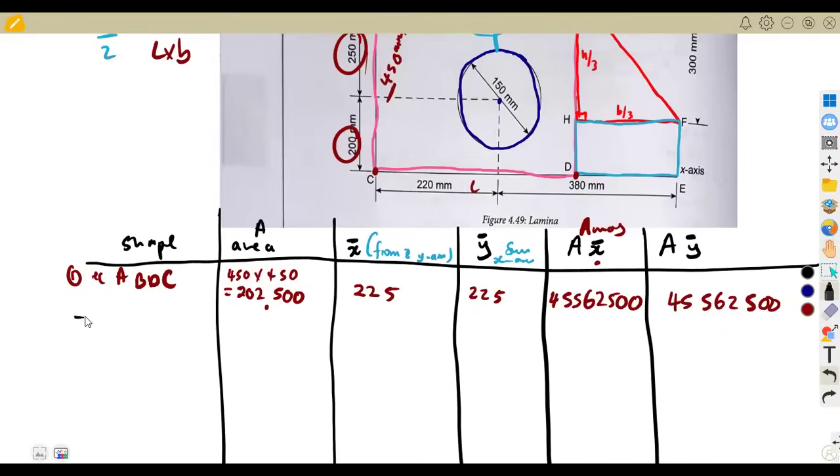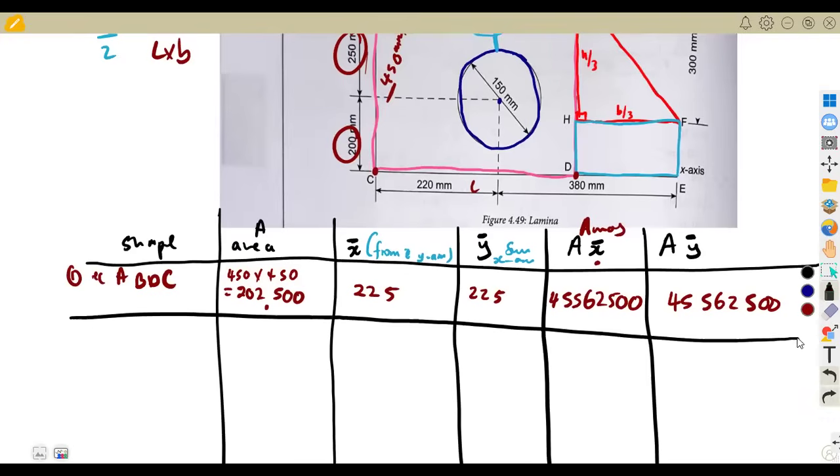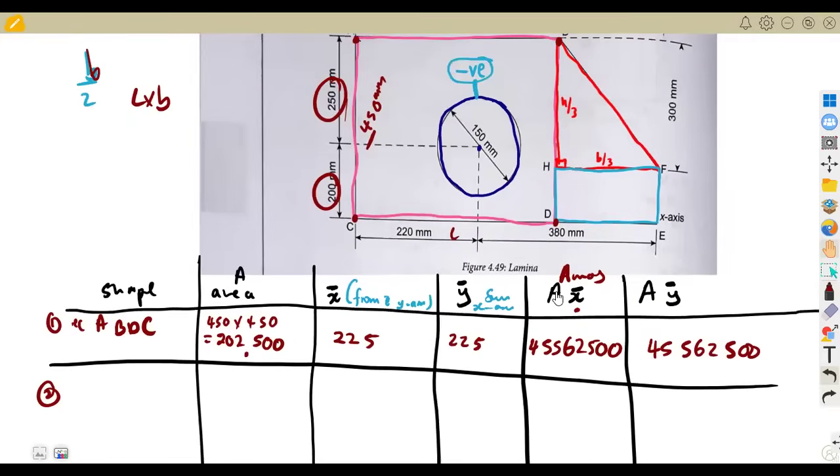Let us move on to the second one. So guys, you just have to be careful, all right? Let us consider the second one. For the second one, we can consider a circle, depending on which shape you want to use. As for me, I'm just going to consider a circle. So we have got a circle there.